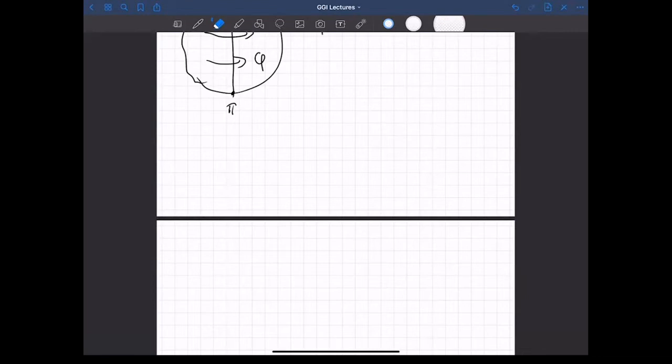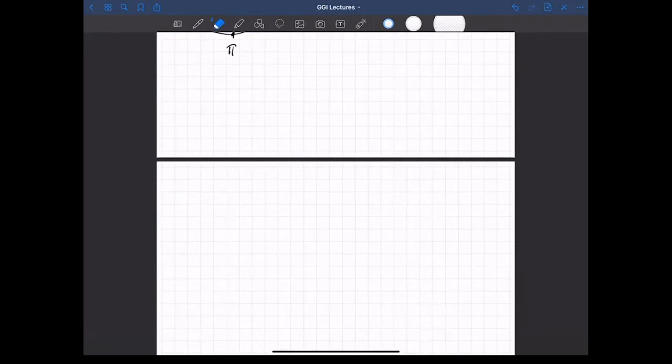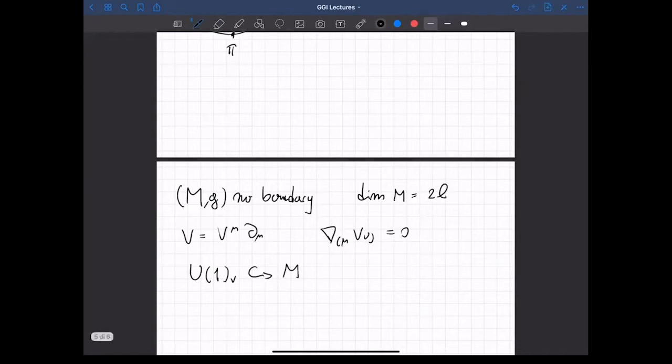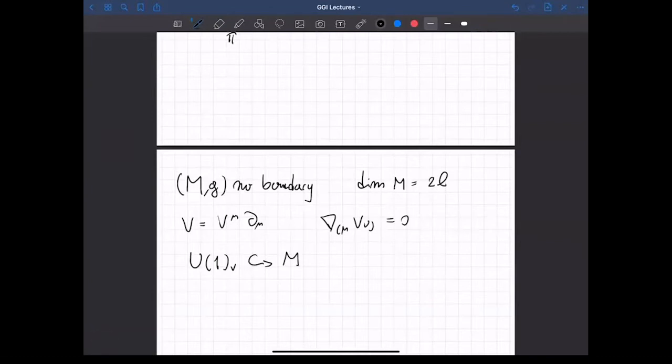Now we will be a little bit more general. So we take a manifold M with no boundary, and we assume that its dimension is equal to 2L. We also choose a metric G on the manifold. And we suppose to have one Killing vector, so D_mu V_nu is equal to 0. And this Killing vector generates a U1 action on M. U1, let me call it V. Okay.